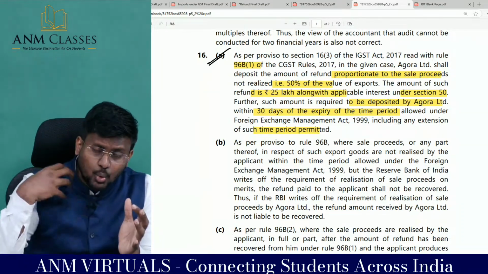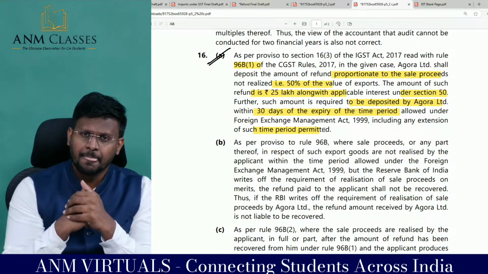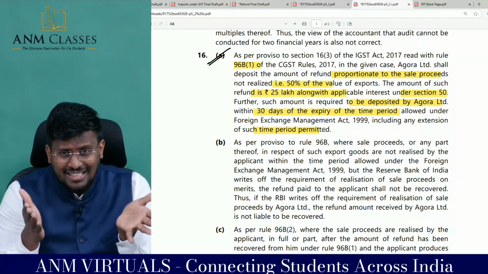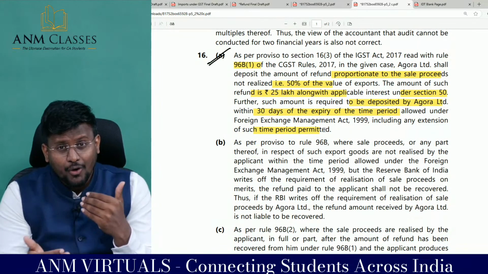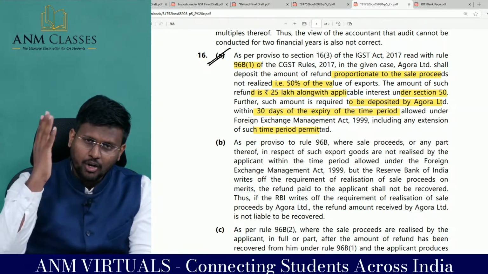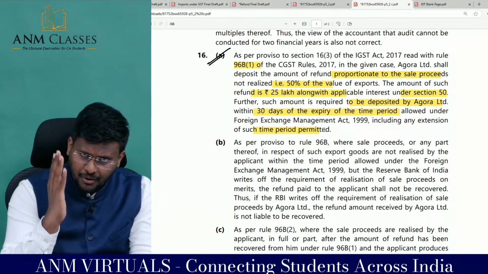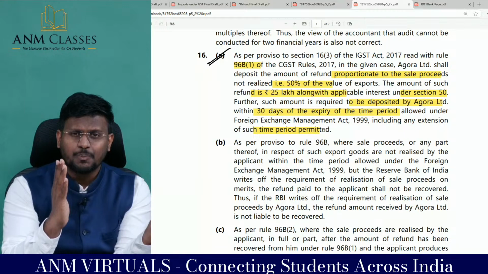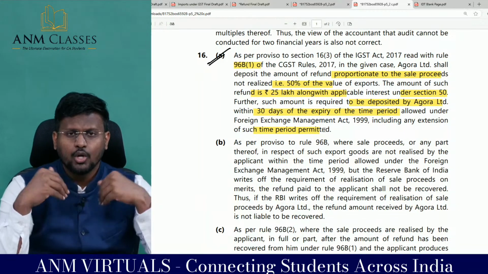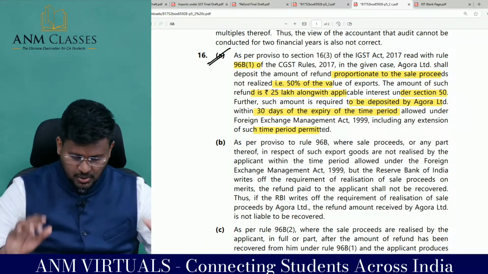Generally, the time to deposit back is 30 days. For that, a time limit is there. For what time limit is not there in the GST Act? The time for repatriation is explained in the FEMA Act. So, if you are not able to repatriate the money within the stipulated time set by FEMA, within 30 days of the expiry of the time stipulated by FEMA, you have to deposit back the proportionate refund amount along with the interest as per section 50.